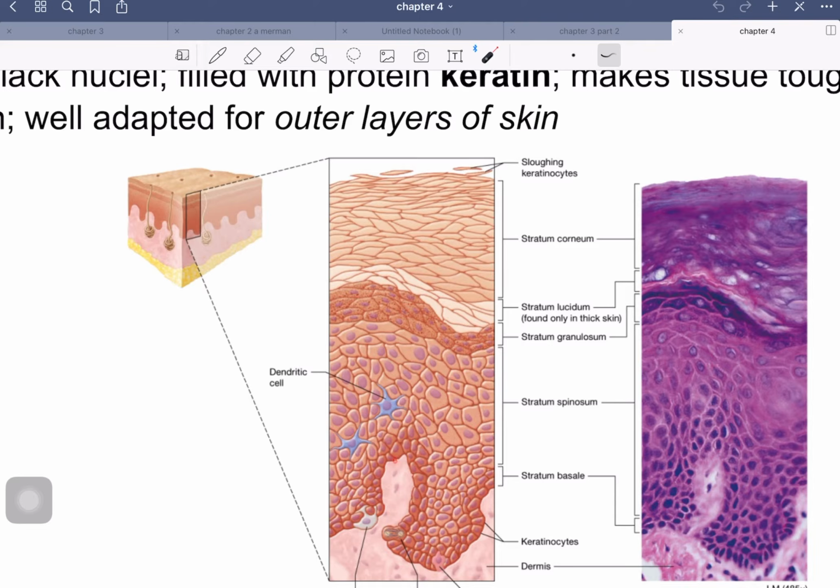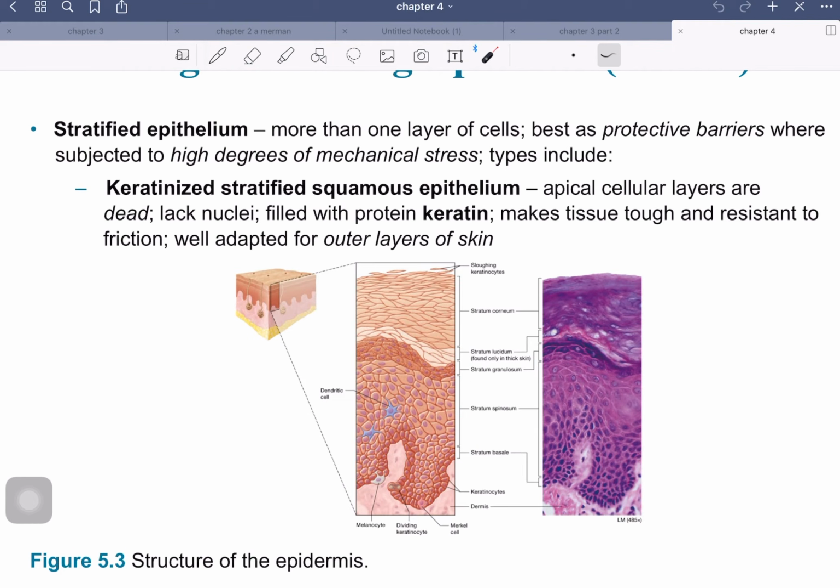And what happens is the cells down here are the living ones. They divide, they push the older cells up, and as the older cells go up, they're going to transform. And by the time they get out here, you can see that they've lost their nucleus, but each cell's just packed full of this tough protein keratin. Right? So filled with keratin, that's a protein. It makes the tissue tough and resistant. And of course, this is what we see in the outer layers of our skin.